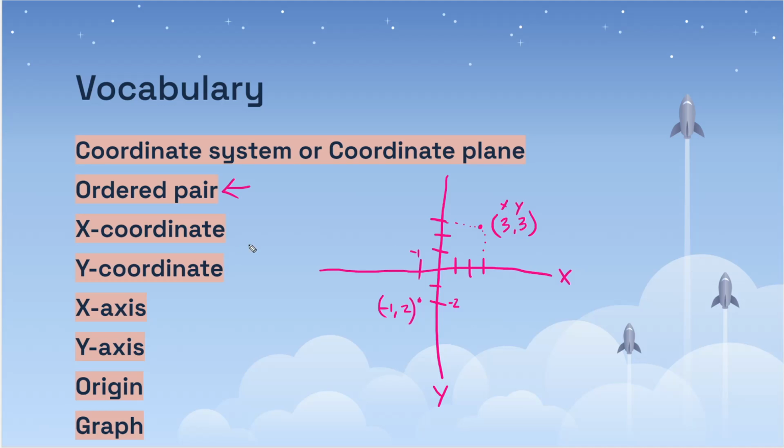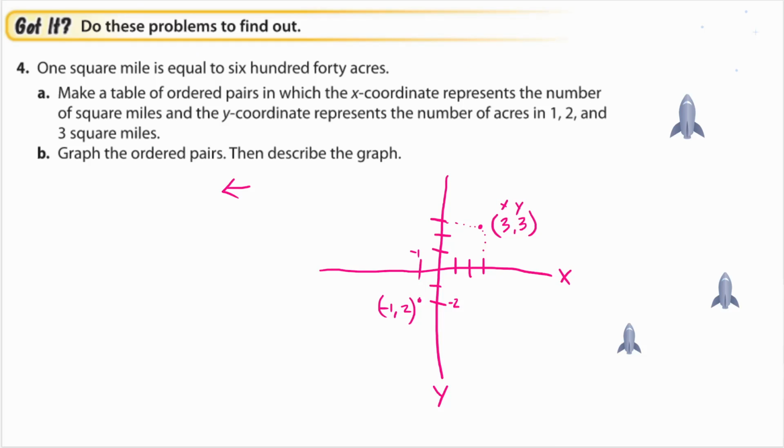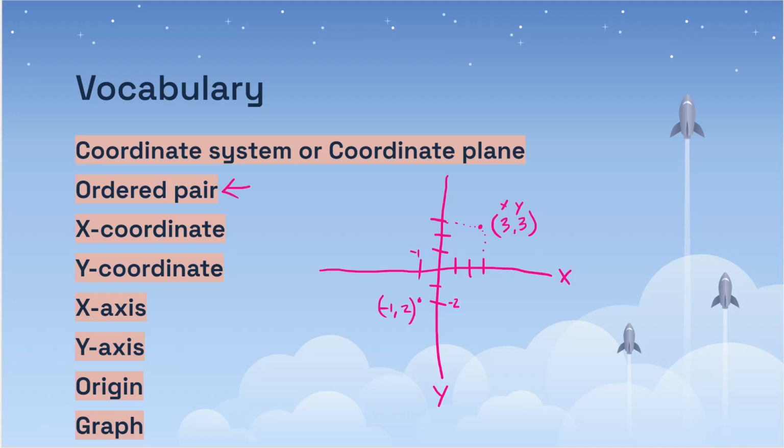An x-coordinate is a coordinate along the x-axis. A y-coordinate is a coordinate along the y-axis. This is the x-axis, this is the y-axis. The x-axis is the horizontal axis, whereas the y-axis is the vertical axis here.